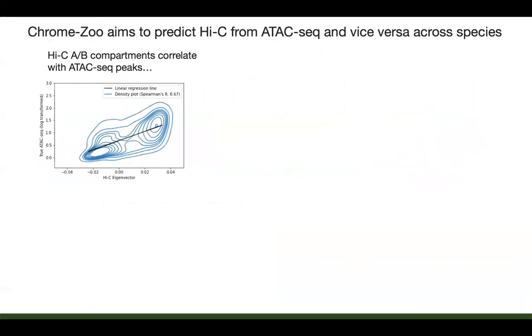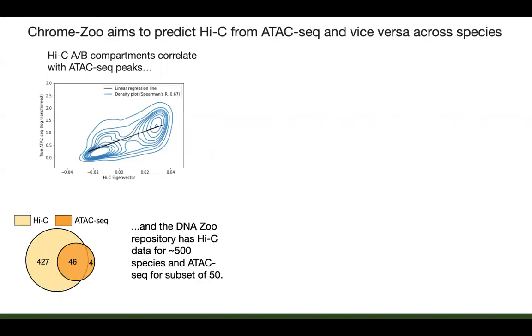With chromzoo, we aim to predict Hi-C from ATAC-seq and vice versa across many species. And this task is feasible because there is evidence that AB compartments derived from the Hi-C data correlate well with the ATAC-seq track. As you can see in the density plot here for human chromosome 2, x-axis is AB compartments or eigenvectors, and y-axis is ATAC-seq, and they're correlated well with the Spearman's R of 0.67.